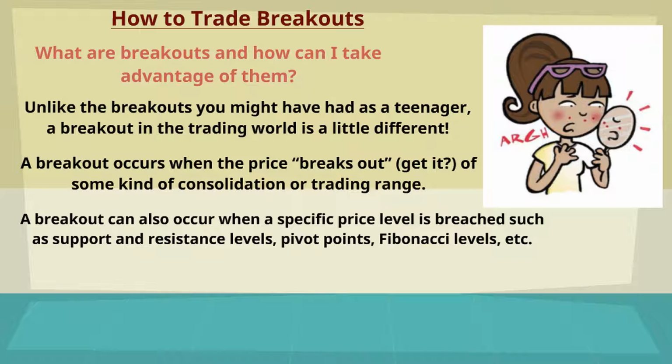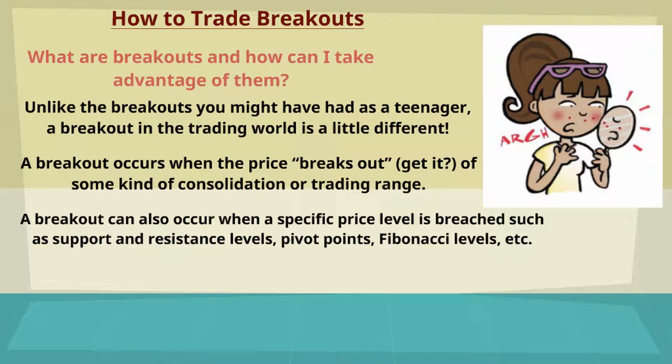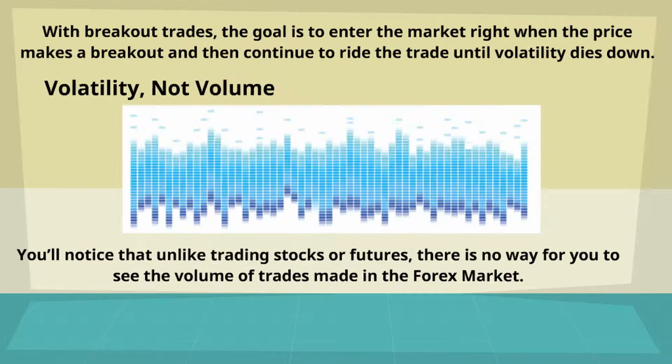How to trade breakouts. What are breakouts and how can I take advantage of them? Unlike the breakouts you might have had as a teenager, a breakout in the trading world is a little different. A breakout occurs when the price breaks out, get it? Of some kind of consolidation or trading range. A breakout can also occur when a specific price level is breached, such as support and resistance levels, pivot points, Fibonacci levels, etc. With breakout trades, the goal is to enter the market right when the price makes a breakout and then continue to ride the trade until volatility dies down.